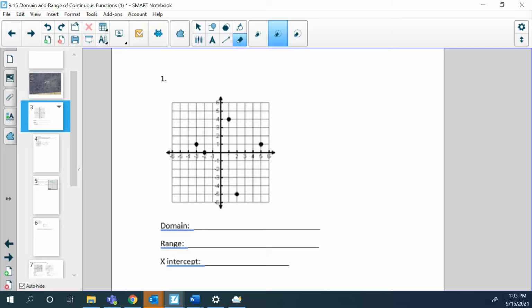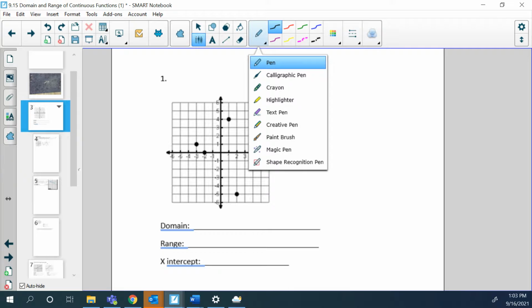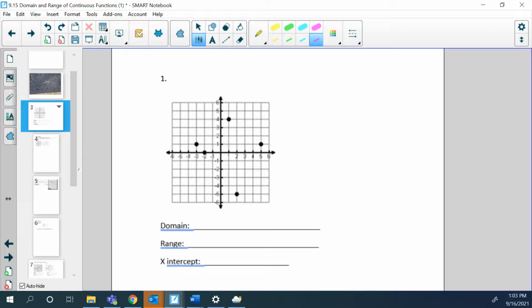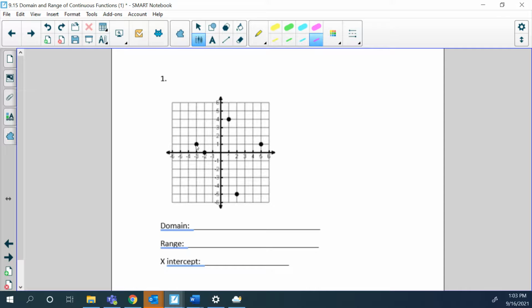So remember, domain are the x values or the x coordinates. I'm going to try and identify the x coordinates for my domain. What I'm going to do is draw a line from each point to the x-axis to figure out the x coordinate. And again, we always start from the left. So this is my leftmost point. That's -3. Oops, wrong side. Let's go back up for a second.